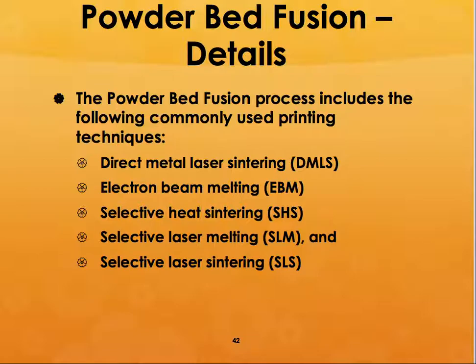One is the direct metal laser sintering, or DMLS. You have electron beam melting, selective heat sintering, selective laser melting, and selective laser sintering. Selective laser sintering is the oldest technique among these, which was originally developed by a company called DTM out of University of Texas, Austin. It has now been taken over by 3D Systems. But you also have companies like Optomec, which are based on laser engineered net shaping, which is also a powder bed fusion technique.